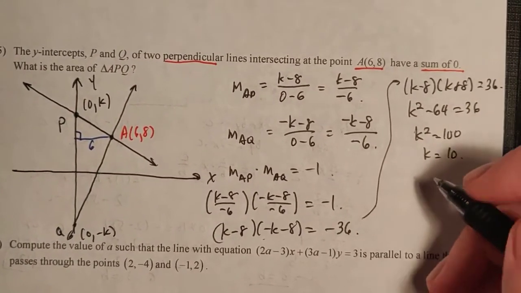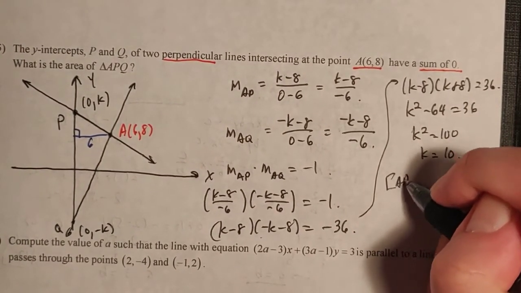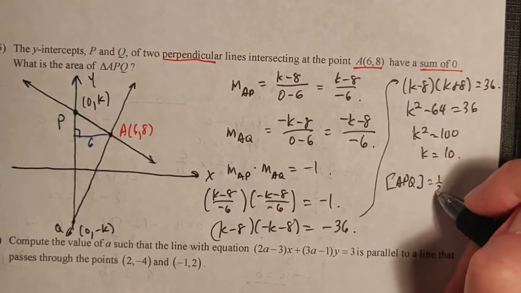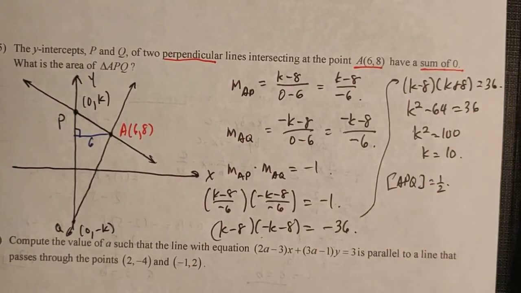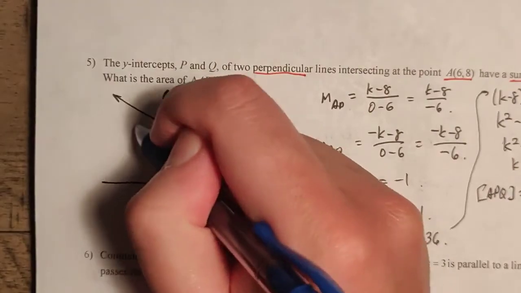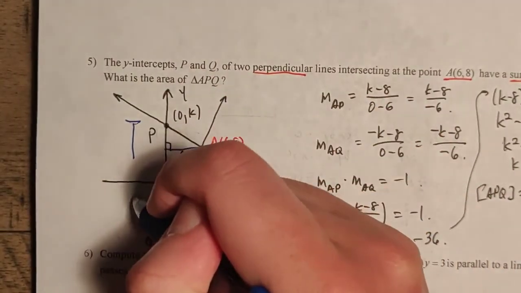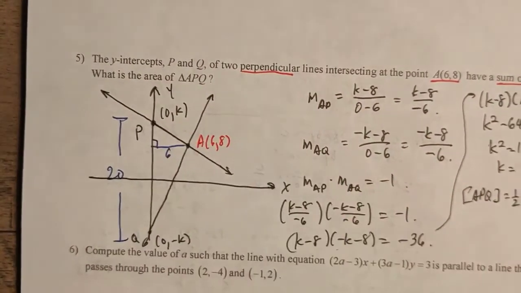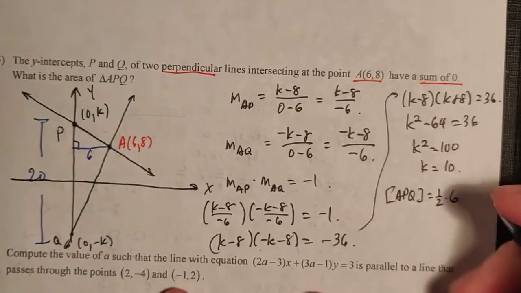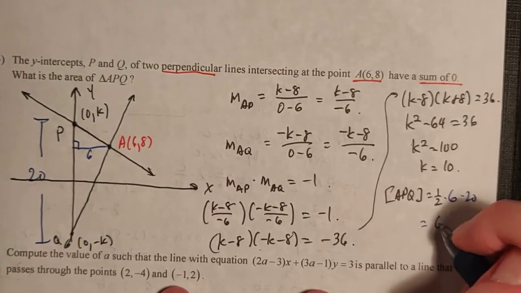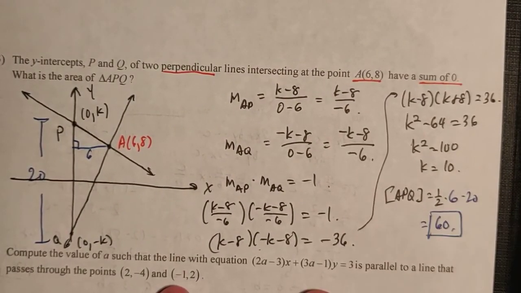So now we can find the area of the triangle. Therefore, the area of the triangle APQ is just 1/2 times 6, which was the height that we had, times this entire length here. And since we know that K is 10, we know this has a length of 20. So therefore, it is 1/2 times 6 times 20, and therefore the area is 60.